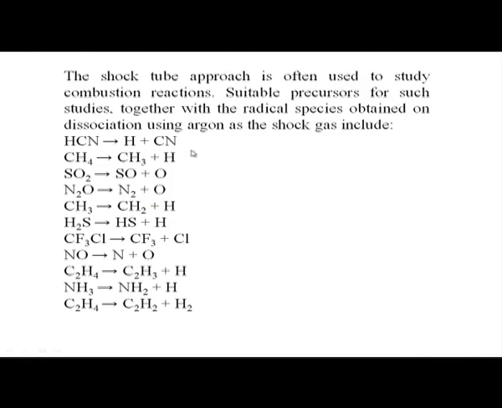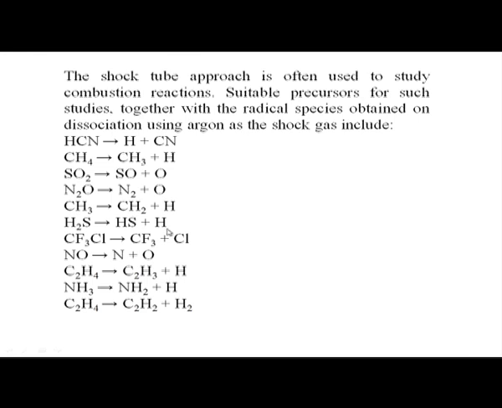So, the shock tube approach is often used to study combustion reaction, and suitable precursors for such studies together with radical species obtained on dissociation using argon as shock gas include. So, these are the typical examples of reactions studied by the shock tube method.